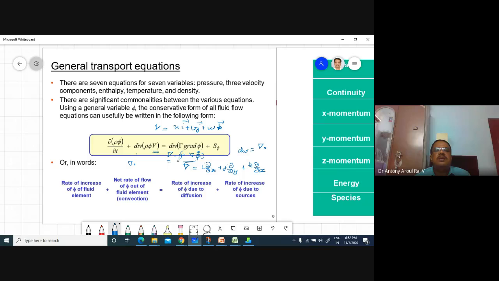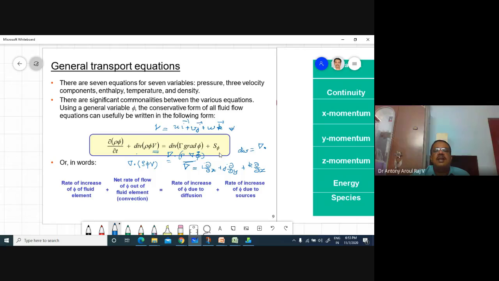Now, del dot of rho v phi. Rho and phi are scalars. What is v? V is a vector again. So when I take the dot product of these two, the resultant will be a scalar. Yesterday we have seen these terms. This term was the transient term, this is the convection term, this is the diffusion term, and this is the source term.